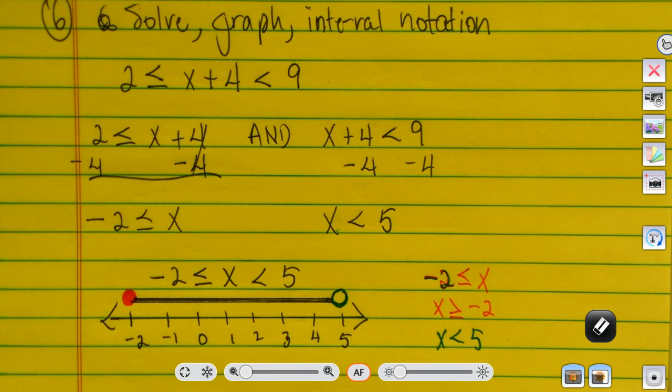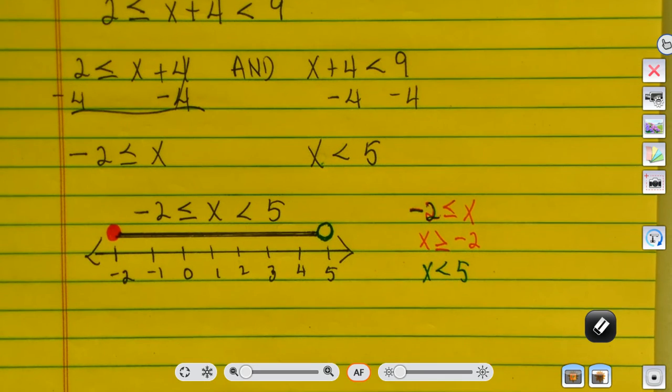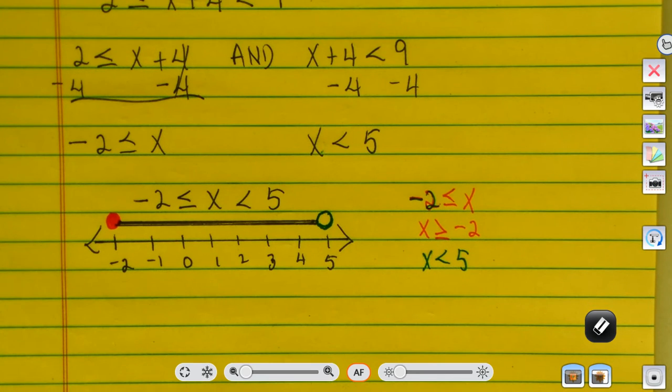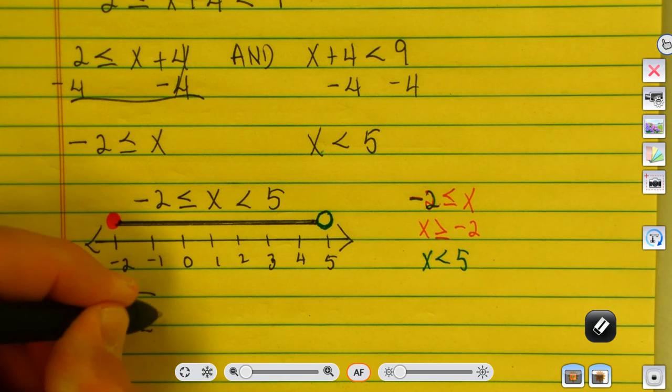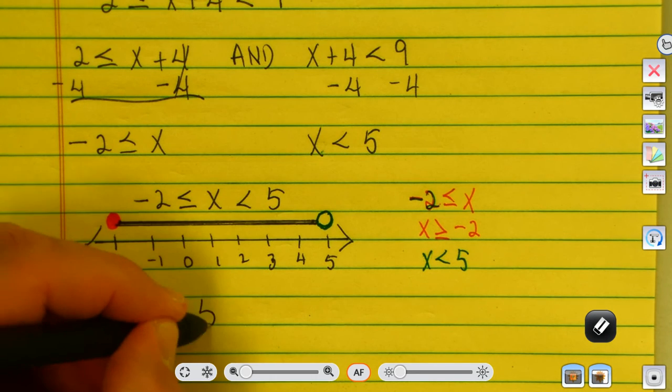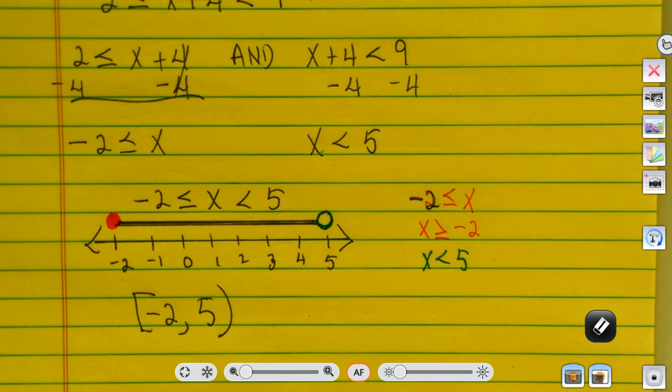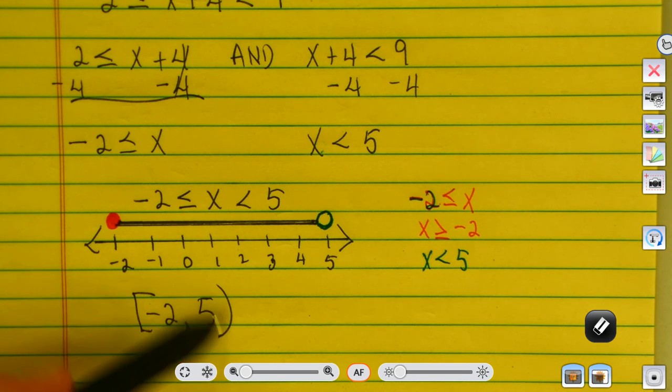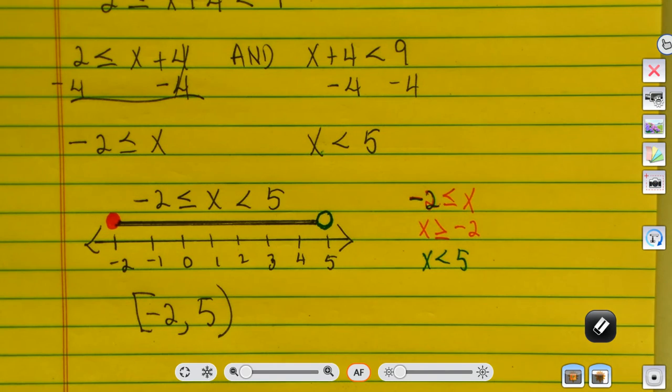Now, in interval notation, you will be sure to write this down. It's a lot easier. We don't even have to deal with infinity signs because here's what it is. It includes negative 2 and goes all the way up to 5. Bracket because it includes negative 2. Parentheses because it does not include 5. But it goes all the way to 5. So that interval notation is simpler than the ones we did with infinity signs, especially the OR ones.